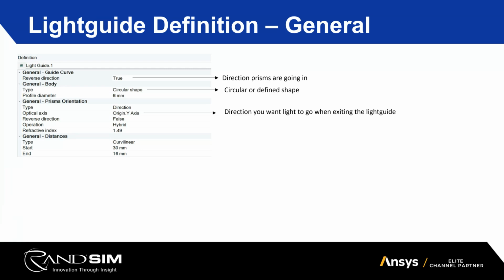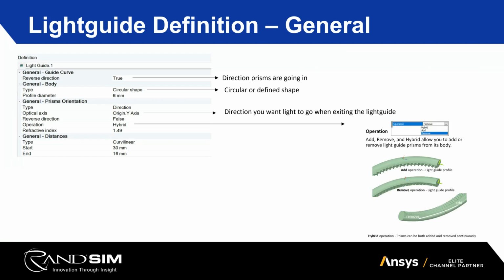The optical axis is where you want the light to go. So the direction of the guide curve is the direction in which the prisms are going. The optical axis is which direction you want your light to go after it hits that prism. We'll see that in the demo as well.